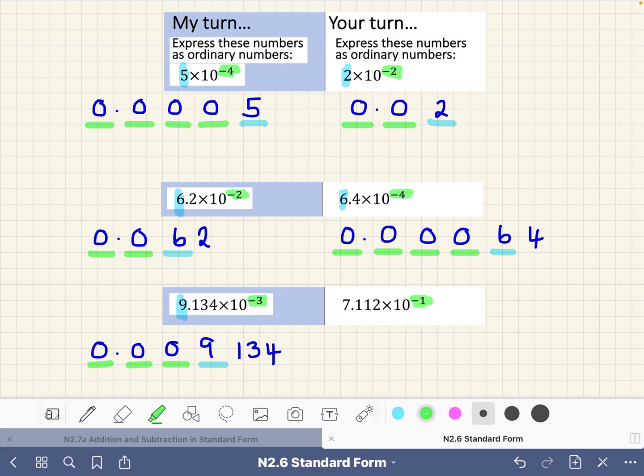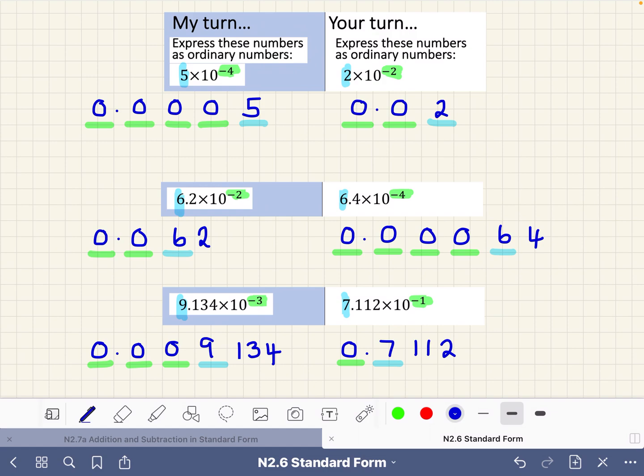This minus 1 tells us we have a 0-point value. This means we have 1 space before we reach this 7. In this case, that means we have 0 point. We then reach the 7 and the 1, 1, 2 comes straight after it. That means 7.112 multiplied by 10 to the minus 1 is the same as 0.7112.